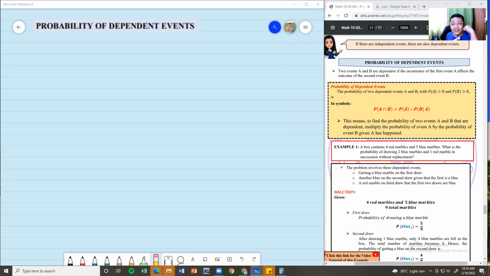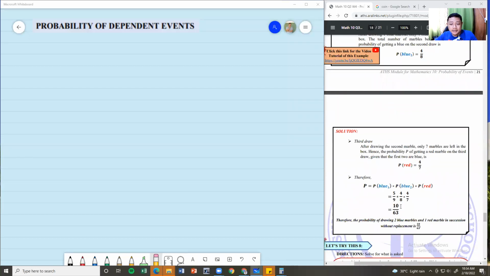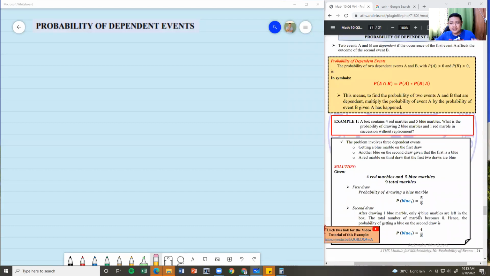That's because this affects the events. Let's make this simple. Ready? So in the probability of dependent events, this happens when the total is changed. Once you have taken one, it can no longer be taken on the next pick. Okay? Now, let's have an example here.